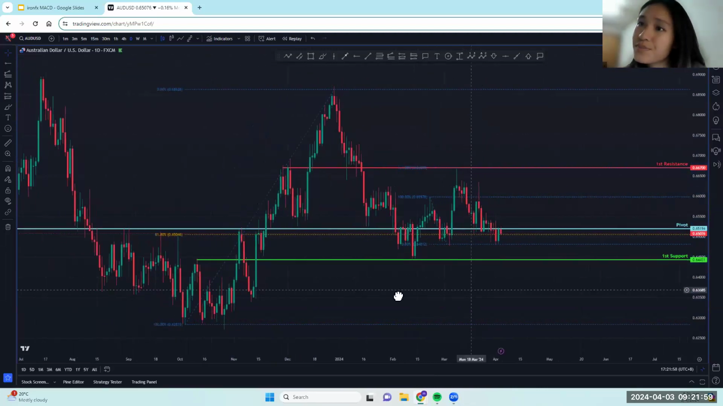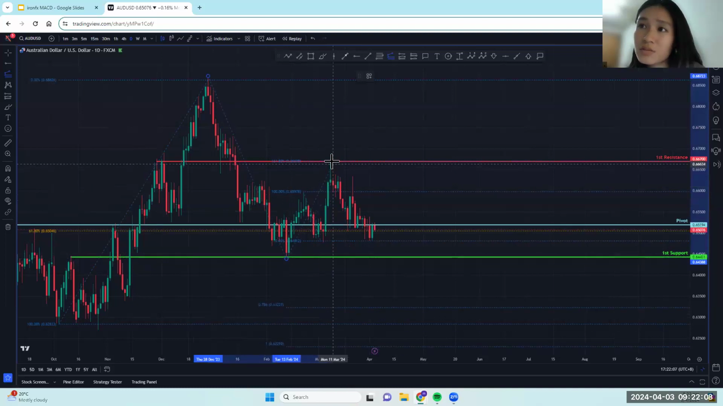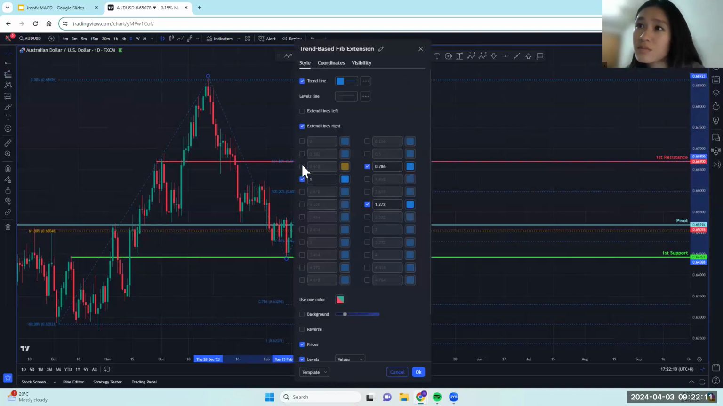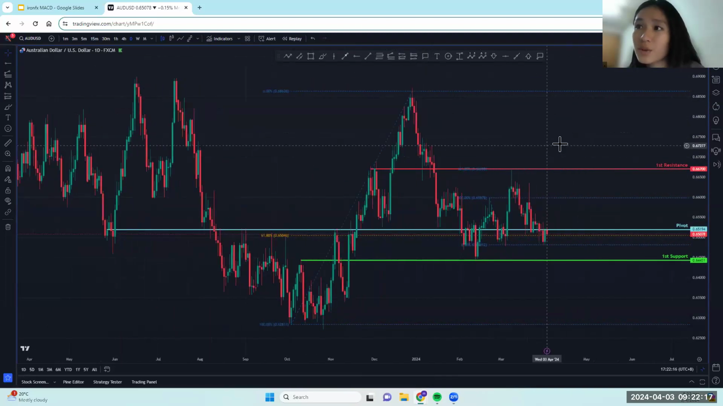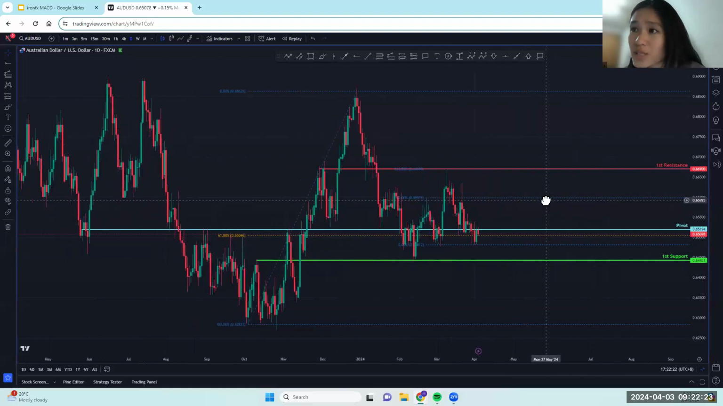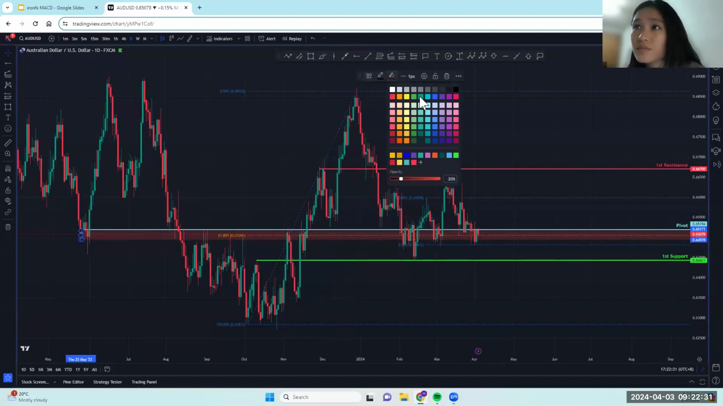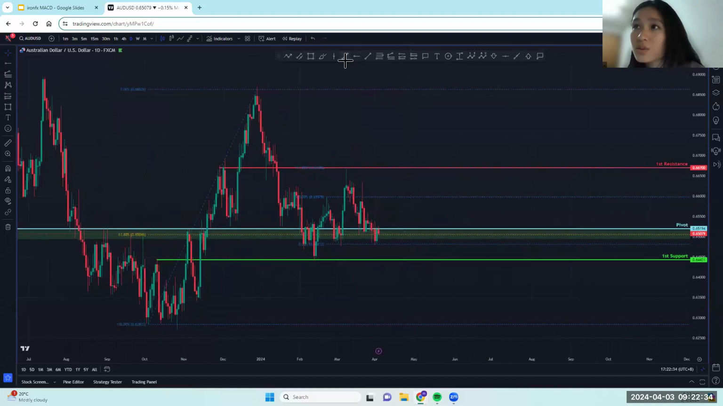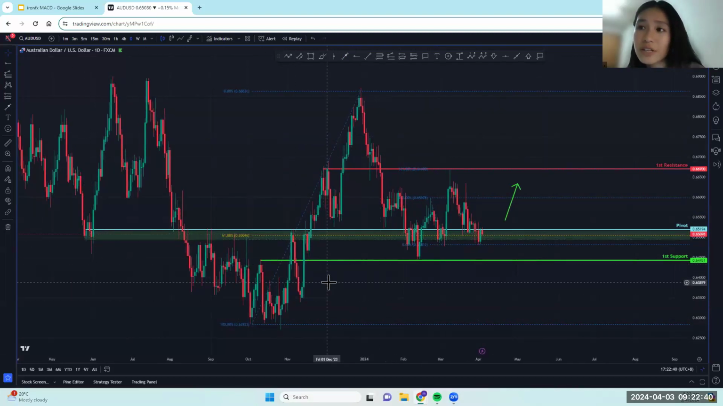Okay, let's see if we have a projection here. Okay, no. I think that's all the levels that we have for Fibonacci. So let's go ahead and look at some indicators. I'm expecting price to reverse off of this level here, and hit up towards my first resistance because of the overlap area here.